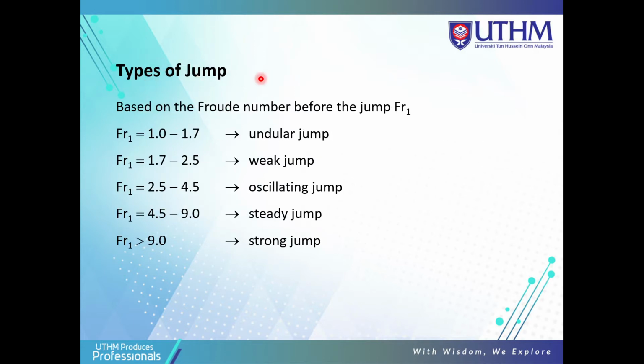Types of jump. Based on the Froude number before the jump, we use the Froude number to know the types of jump. If the Froude number is between 1 to 1.7, this is an undular jump. From 1.7 to 2.5, it is a weak jump. 2.5 to 4.5 is an oscillating jump. 4.5 to 9 is a steady jump, and more than 9 is called a strong jump. So these are the types of jump.